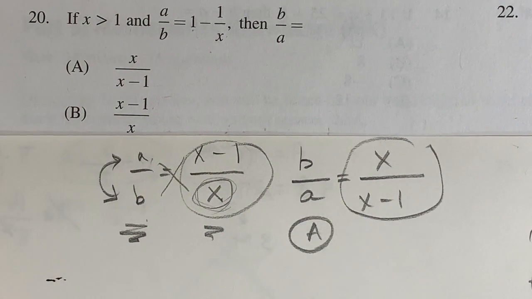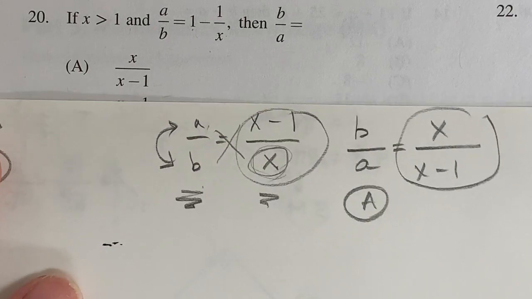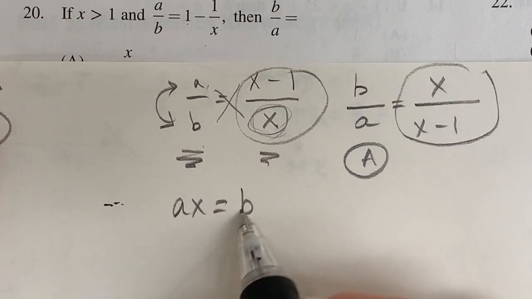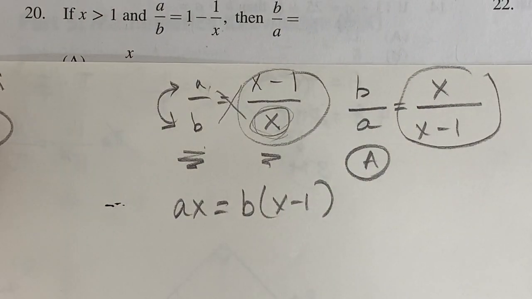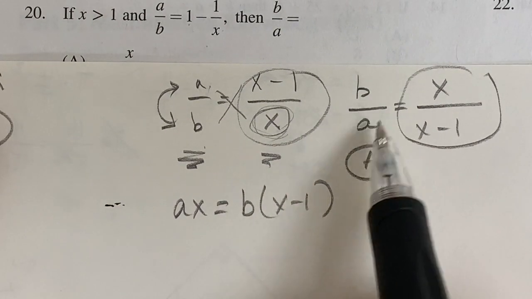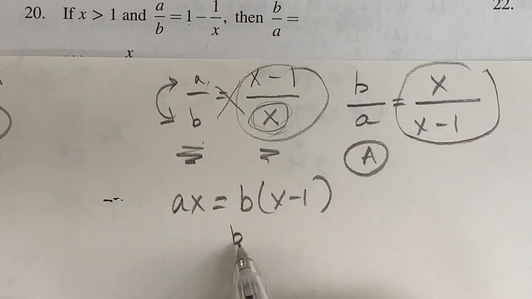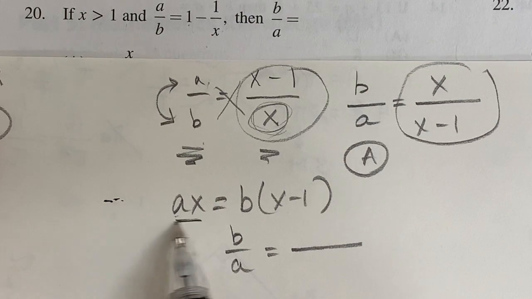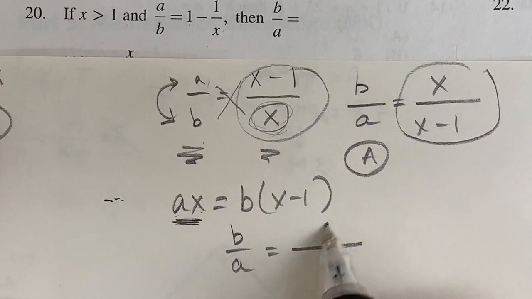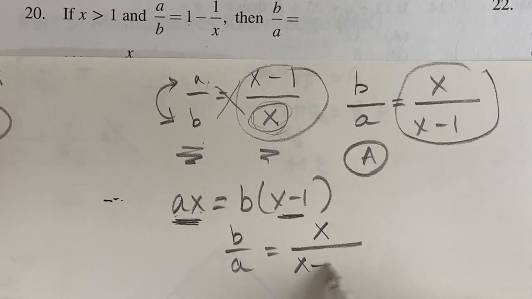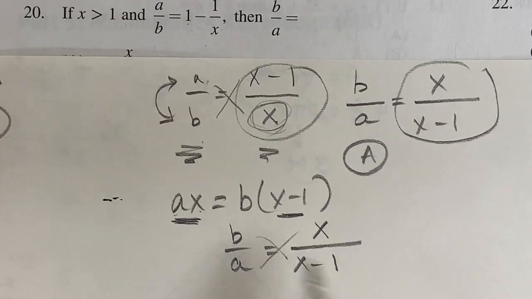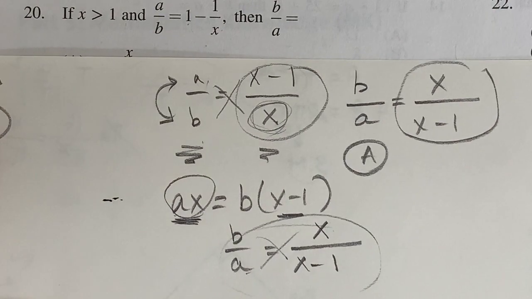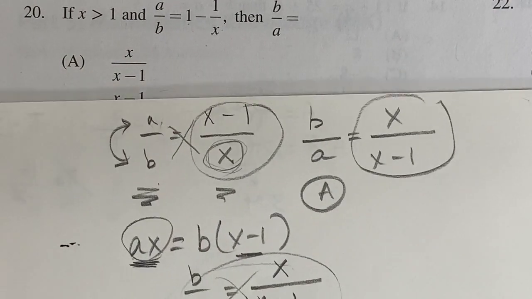Or you can try to cross multiply. Let's try to cross multiply to see how this is going to end up. AX is equal to BX minus 1. But I want to know B over A, so I'm going to do B over A. And I know that A is multiplying with the X, so I have to put the X on the top and this guy is on the bottom, because if I cross multiply again, I will have A and X together. So it's still the same answer, and it will be A.